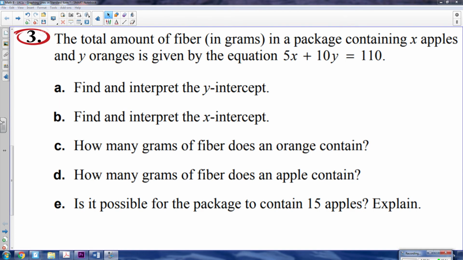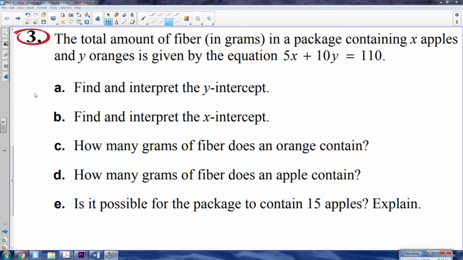Okay, so continuing on, we're at number 3 here. And we want to look at this. It says the total amount of fiber in a package with x apples and y oranges is given by the equation 5x + 10y = 110. We want to identify and interpret the y-intercept.